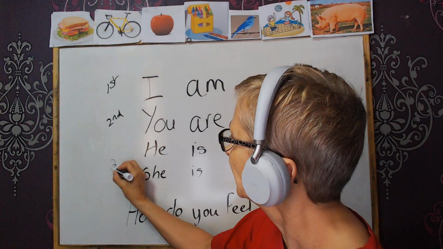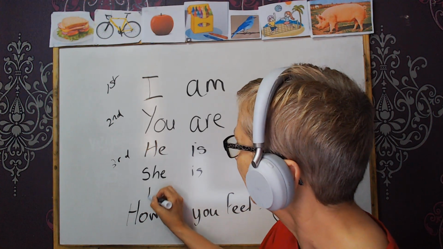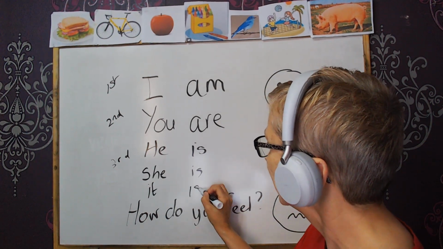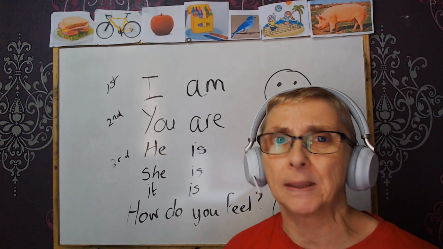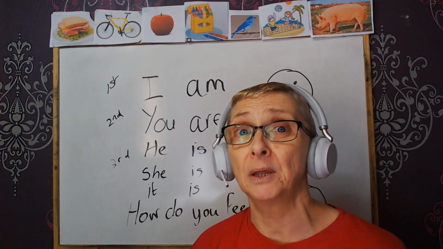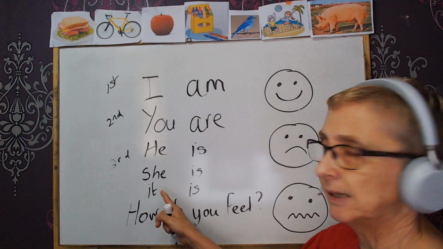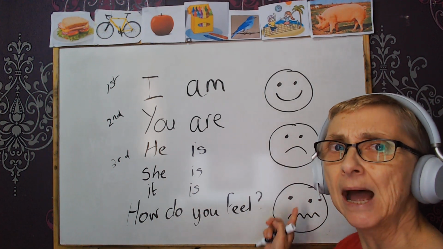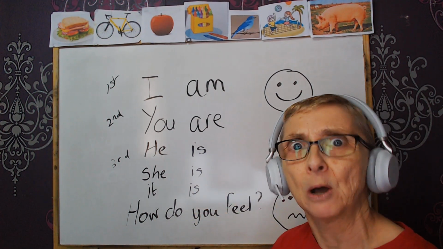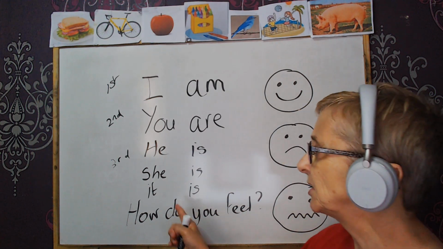That's third person. We can also have it. It is. If it's a dog maybe, or a cat, or a bird. It is happy. It is sad. It is angry. Arr, it's barking a lot. So that's third person.